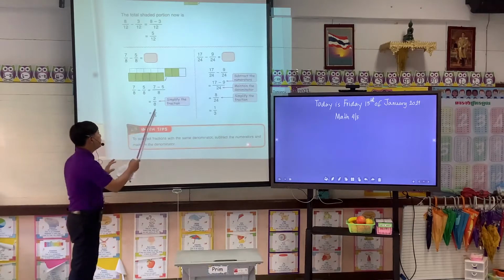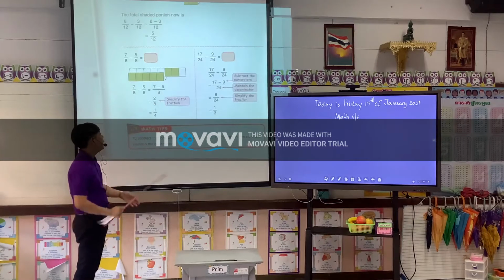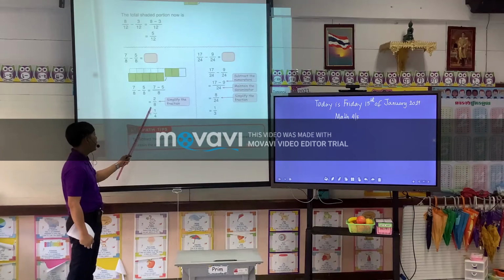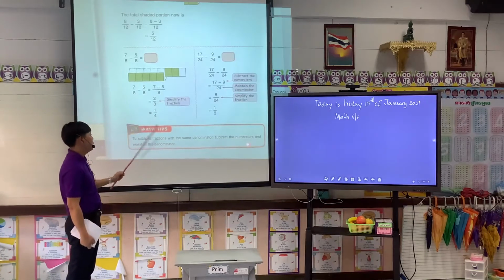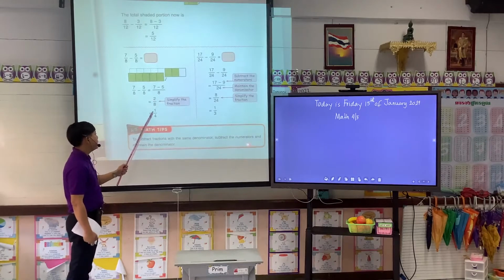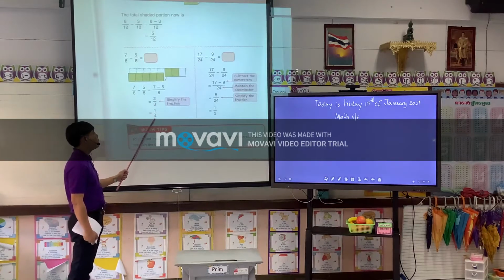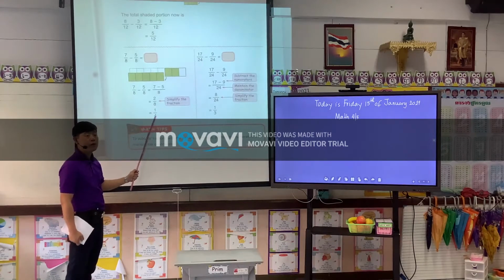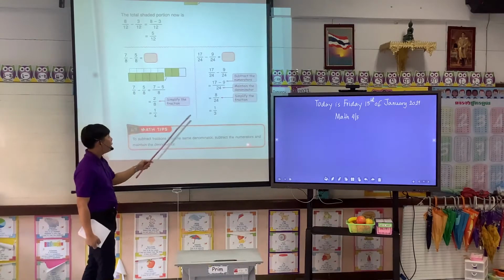So we can still simplify the fraction 2 over 8, or we can say 1 over 4. We can find a number that can divide both of them the same, right? So we can say 2 divided by 2 equals 1, and 8 divided by 2 equals 4. So the answer in simplest form is 1 over 4, or we can say 1/4. Do you understand?